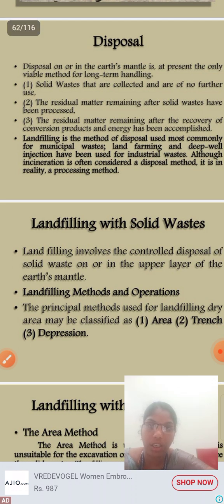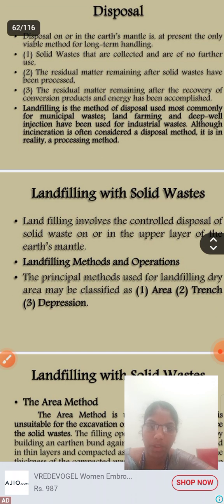After collecting or transporting the waste and completing the whole process, some waste will still be generated. That waste, which can't be used for any other purpose, is called disposal waste. For that disposal waste, we have to follow some methods: the landfilling operation and the incineration method.